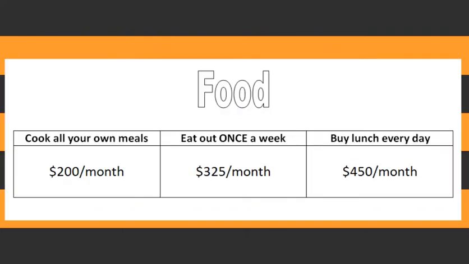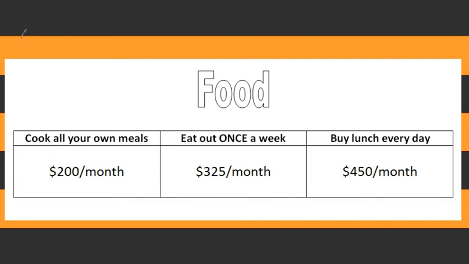Food, you need to choose one of these. Food is near the top. It's the second one down in the categories. So over in the blank space, you either need to say, I'm going to spend $200 a month and cook my own meals. I'm going to eat out once a week, and I'm going to spend $325. So that's once a week eating out, or buying lunch every day, and that's going to be $450 a month. So you have to decide what you want to do for that one. You can pick any one that you like. Remember, you're writing this in beside the blank space where the food is.